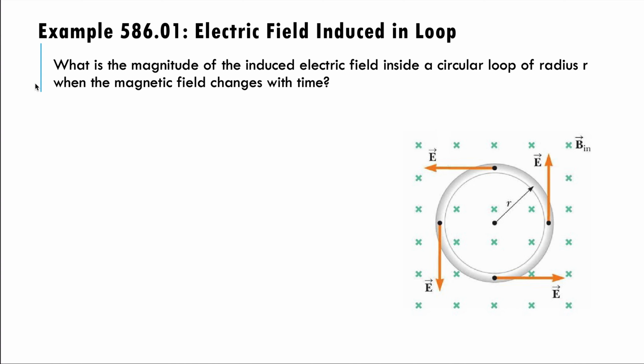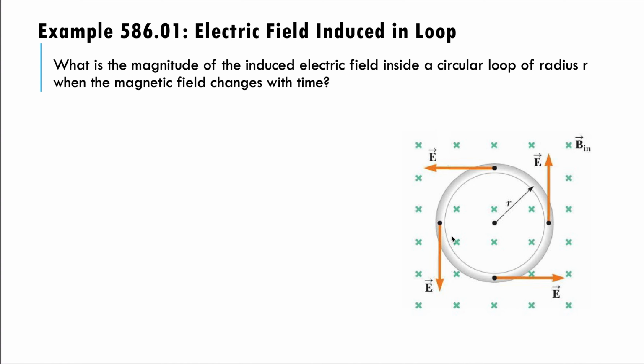Let's look at example number 1 from v586 on the integral form of Faraday's law. This example talks about the electric field induced in a loop. We saw this exact same picture in the lecture notes, and I did ask you to think about why the electric field was going counterclockwise. So let's go over that first.